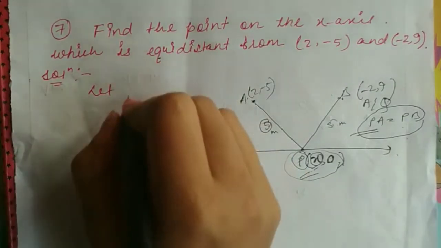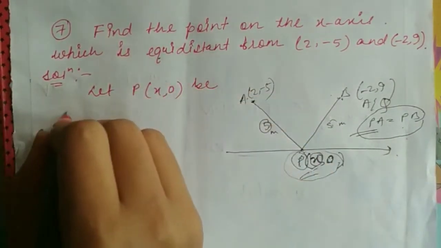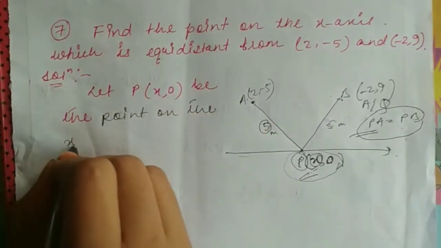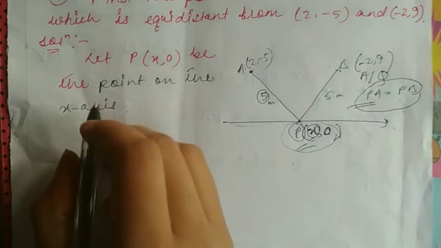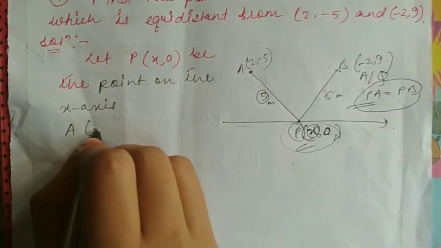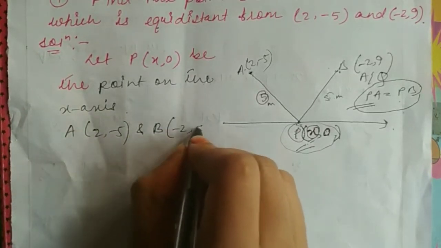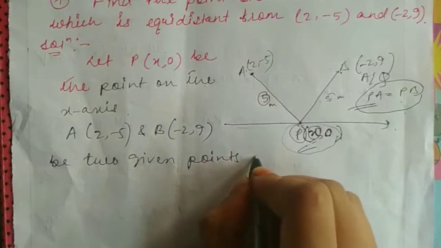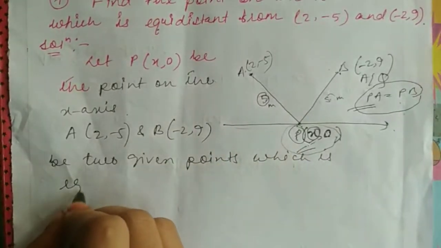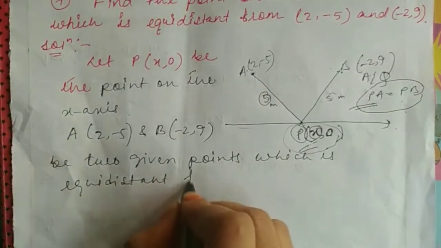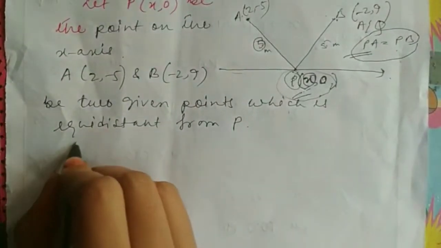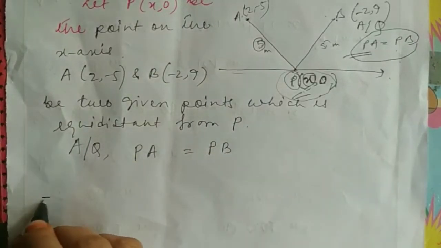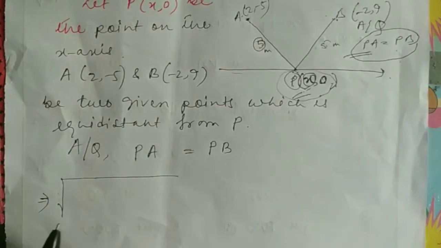Let P x comma 0 be the point on the x-axis. A is 2 comma minus 5 and B is minus 2 comma 9, the given points, which are equidistant from P. According to the question, PA equals PB. Now we will find it for PA and for PB.